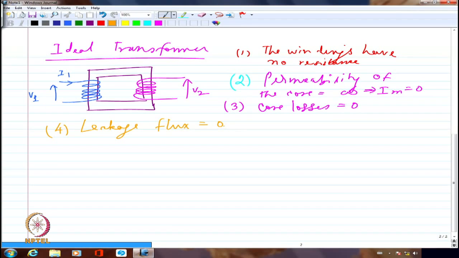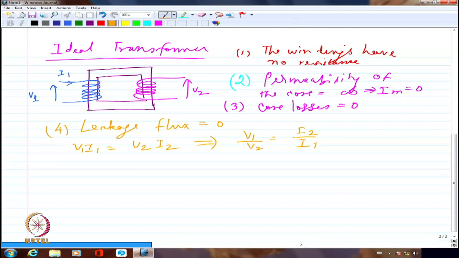Right? So if I assume that there is no resistance and there are no core losses, very clearly whatever is the input power is equal to the output power. So I should be able to write basically V1 I1 equal to V2 I2. That's it. So this is one way of saying V1 by V2 equal to I2 by I1. But definitely it is not as enlightening as what we talked about in the case of ampere turn balance.